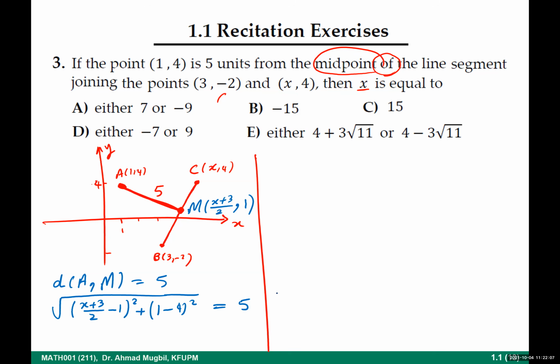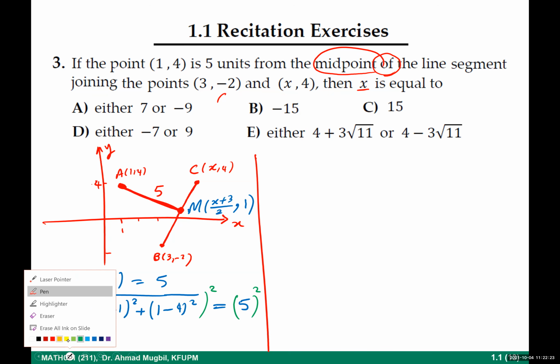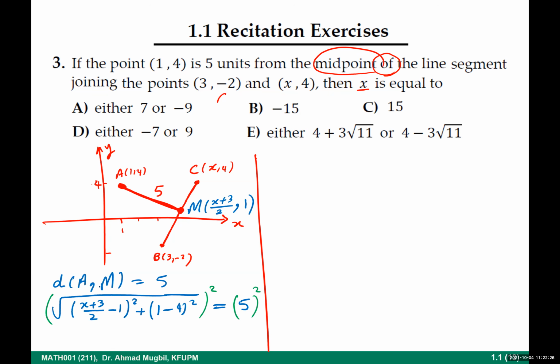What is the first step? Square both sides. I want to get rid of the radical, so I will square both sides. After squaring both sides, the radical is gone and we have x plus 3 minus 2 over 2, all squared, plus 1 minus 4, which is negative 3, all squared, equals 25.